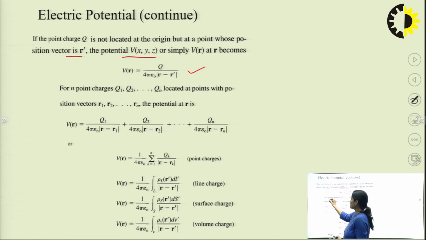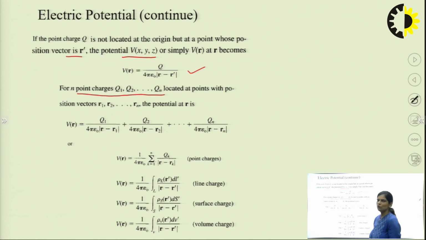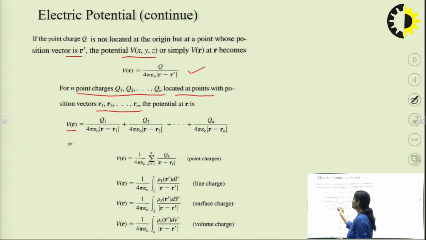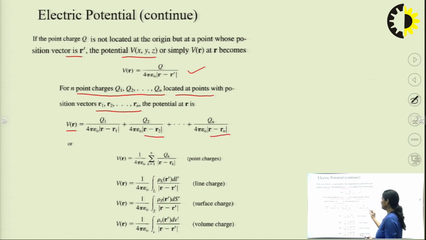Now if you are considering n point charges, q1 to qn, located at points with position vectors r1, r2 up to rn, the potential at r is V(r) = q1 upon 4 pi epsilon naught magnitude r minus r1, plus q2 upon 4 pi epsilon naught magnitude r minus r2, up to n. This is the final equation when you have point charges q1 to qn.